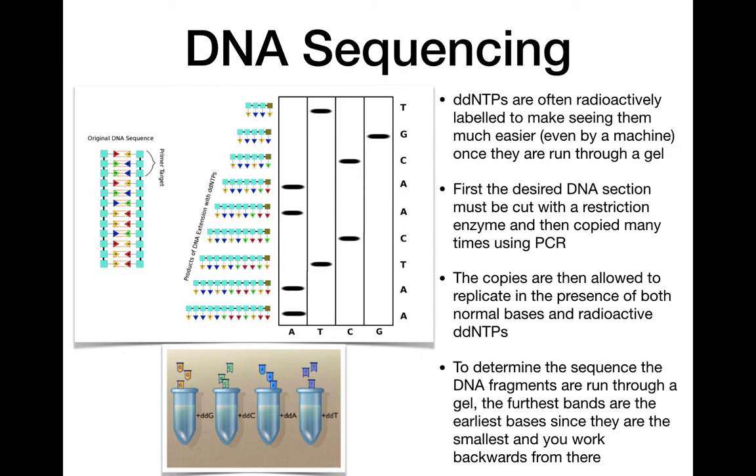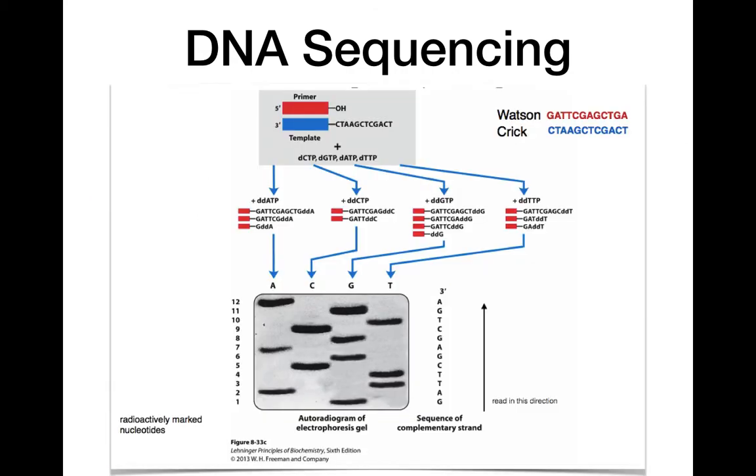Okay, lots of steps in this process again to figure all this out. Okay, here's another diagram to show how it works. We have our DNA sequence we're looking at, and then we're adding an A ddNTP, a C one, a G one, and a T one, and then that's going to replicate and add the ddNTP wherever that letter happens to be, and we separate them using gel, one gel column, one well for each letter, and yeah, the sequence here is G A T T C G A G C T G A.